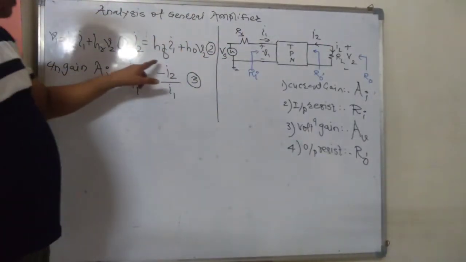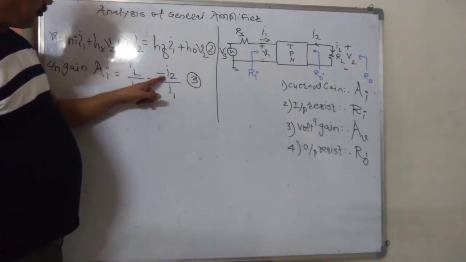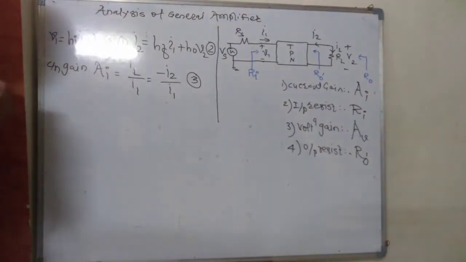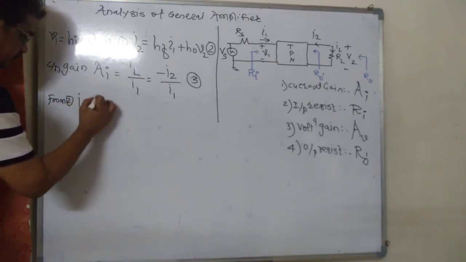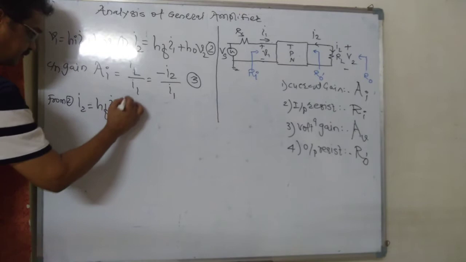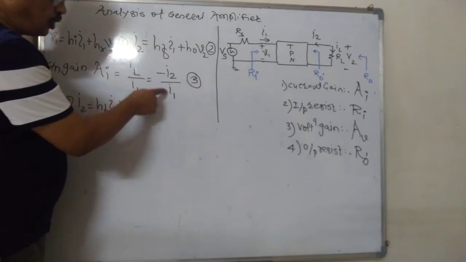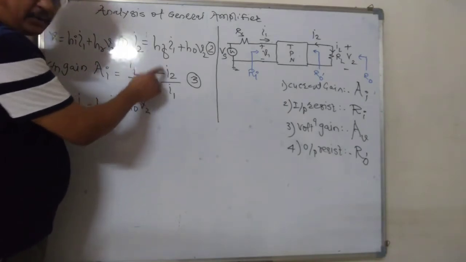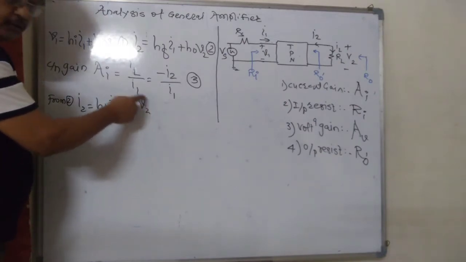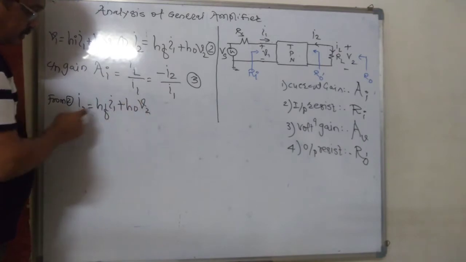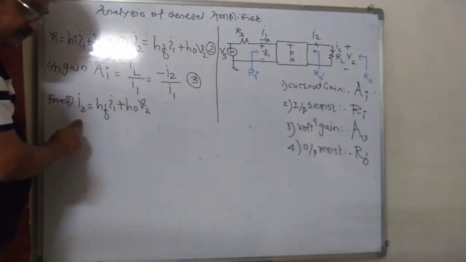Right? So A_I is minus I_2 upon I_1. We have an equation for I_2, equation number 2. From 2, I_2 is equal to h_f I_1 plus h_o V_2. For I_2 upon I_1, only two variables are required, I_2 and I_1. V_2 is not required here. We have to derive it only in terms of I_2 and I_1.